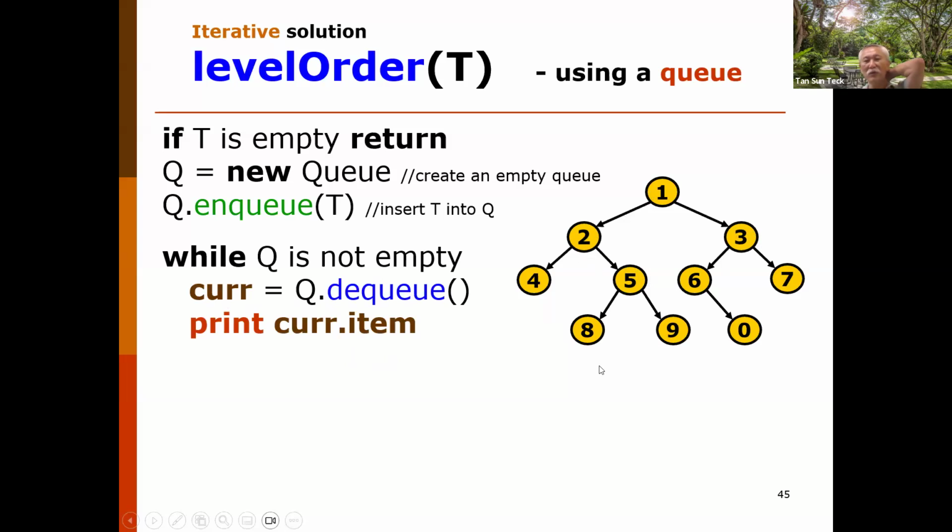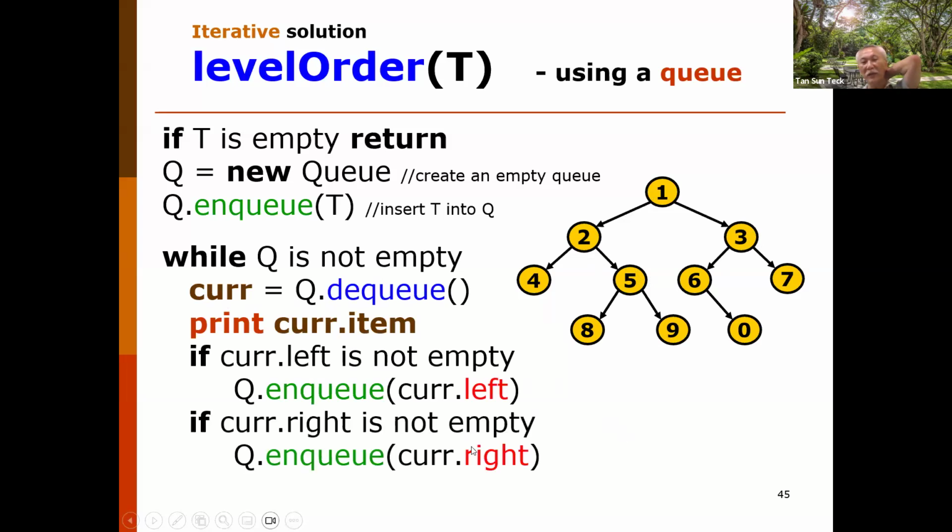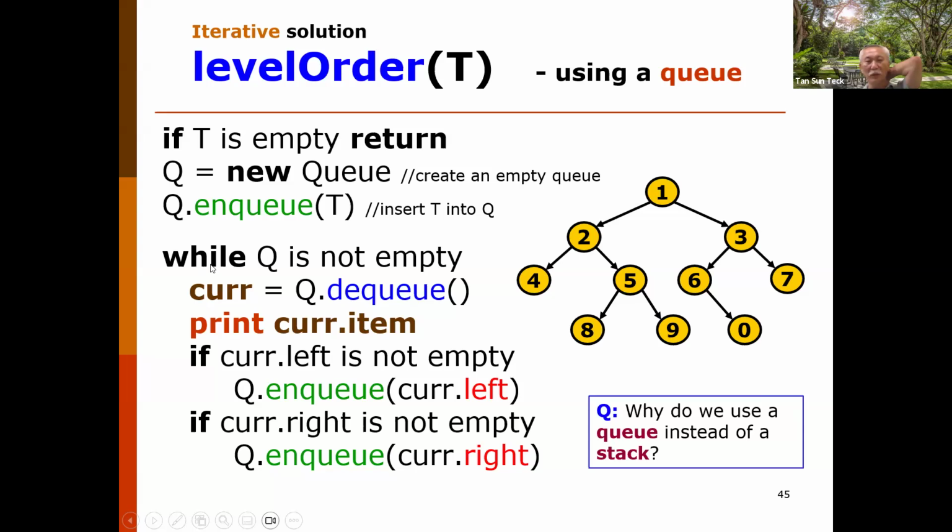You put these two children into the queue. If current left is not empty, you enqueue it. And if current right is not empty, you enqueue the right. Then after that, you go back to the while loop.